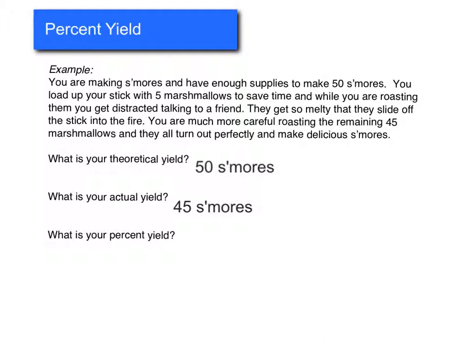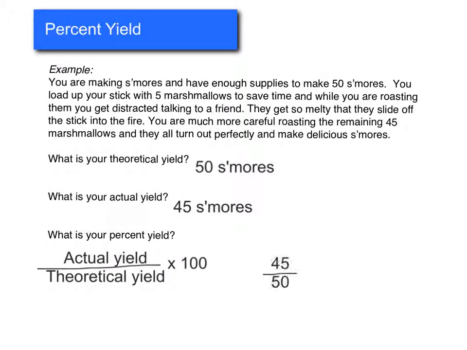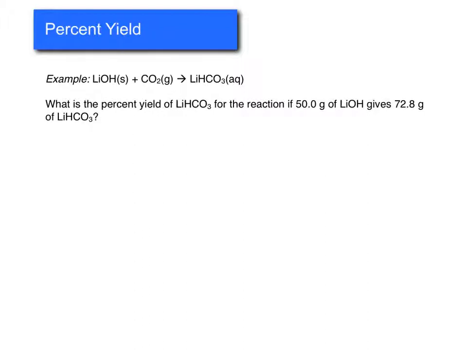All right, and so then your percent yield is going to be what you actually got divided by what you should have gotten times 100. Okay, so this is not much different than calculating your grade on a test, right? You take the points you actually earned divided by the points you theoretically could have earned and multiply by 100. So in this case, we're going to do 45 divided by 50 times 100, and that gives us a 90% yield.